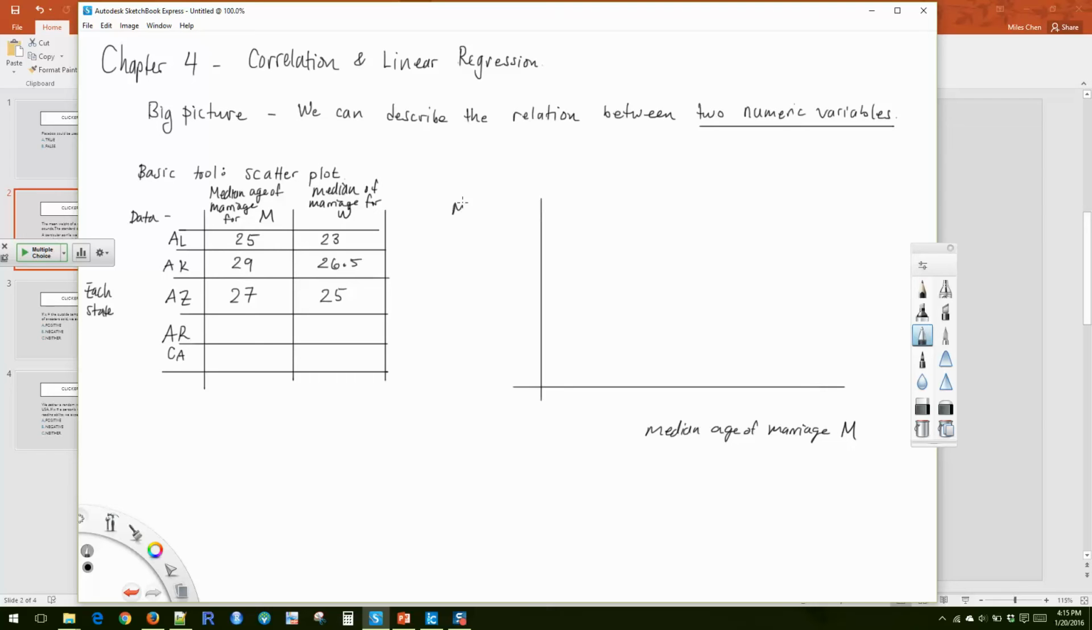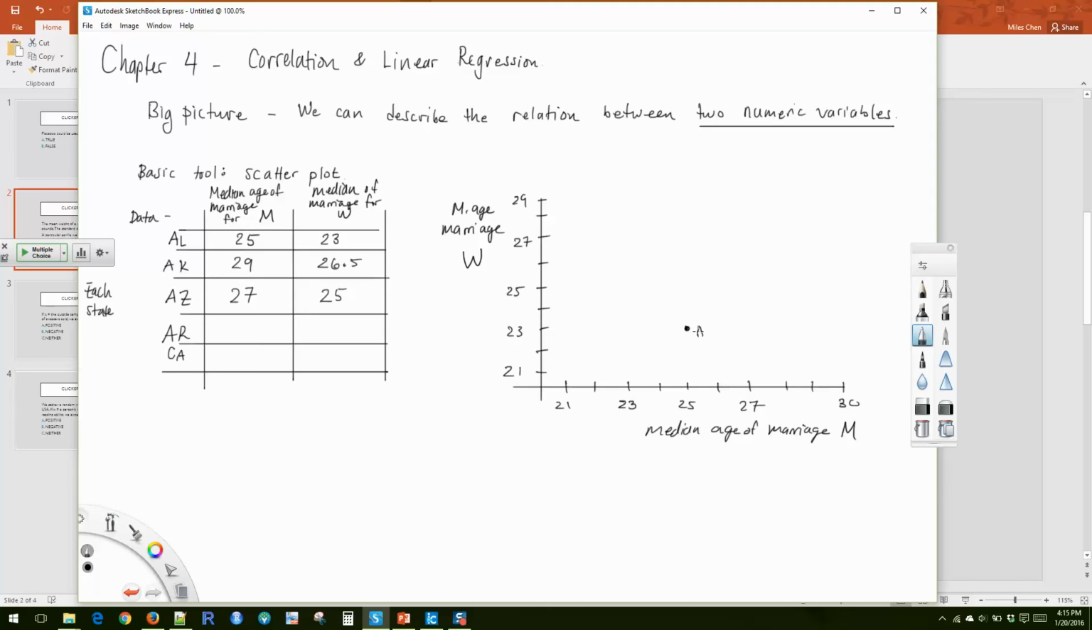Okay, and this side we're just going to write M, age of marriage for women, okay? And we just graph these. So let's say 21, 22, 23, 24, 25, 26, 27, 28, 29, 30, and then 1, 2, 3, 4, 5, 6, 7. All right, and then Alabama gets a dot at 25, 23 right there.